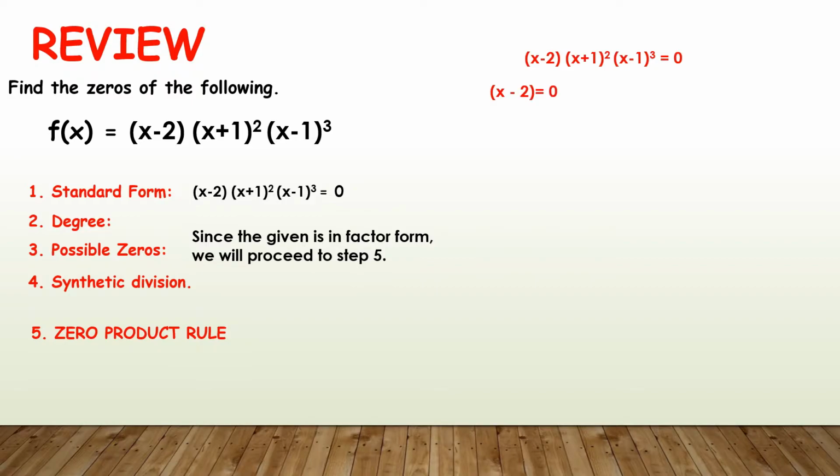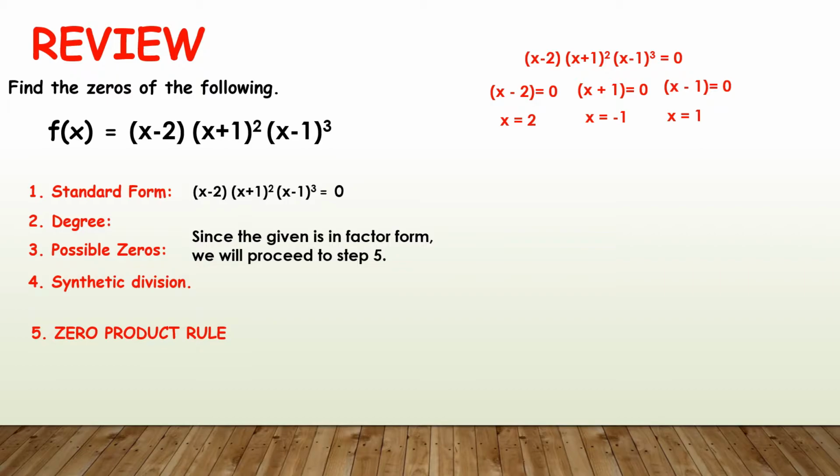So we equate each factor to 0. x - 2 = 0, so x = 2. Then the other one is x + 1 = 0, so x = -1. Then the last factor is x - 1, so equate it to 0. Then we will have x = 1.